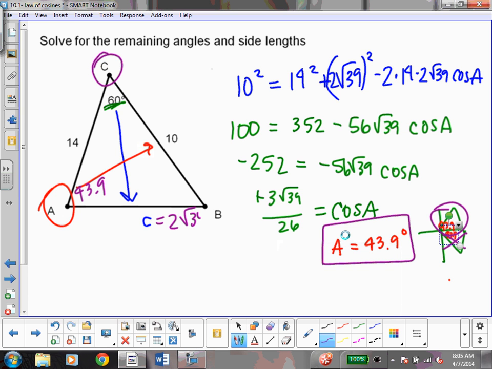Now that I know that angle A is 43.9 degrees, then I can figure out the third angle by just subtracting them from 180. So 180 minus 60 minus 43.9 is 76.1. And that would be angle B. And now I've solved this triangle. I found all the missing parts. We'll work with this more in class, so make sure that you write down any questions that you might have.